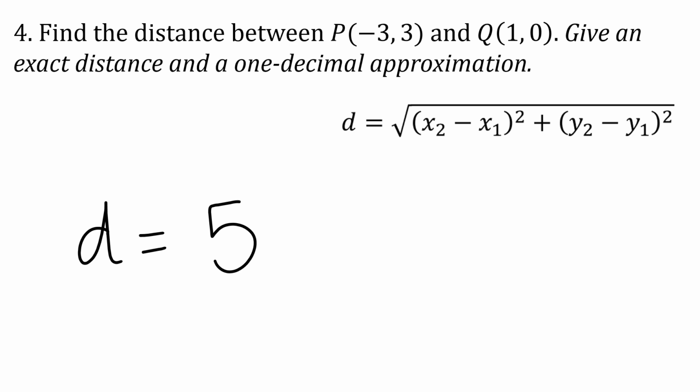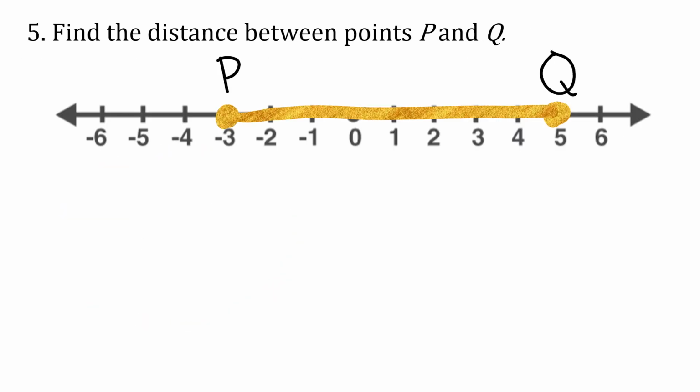All right, so we didn't have to worry about doing a 1 decimal approximation here because this turned out to be a perfect square. So we're in the clear. All right, now here's one that's a little bit easier. Remember, this is where you do the absolute value. So you subtract the two coordinates and then take the absolute value.